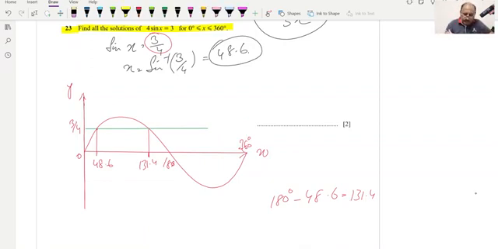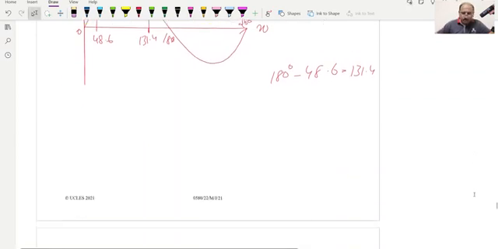So what will be our solution? Our answer will be 48.6 and 131.4. These will basically be in degrees, you can see. So these are the solutions between this range. Now next will be what? We can remove the degree sign basically up to this one.